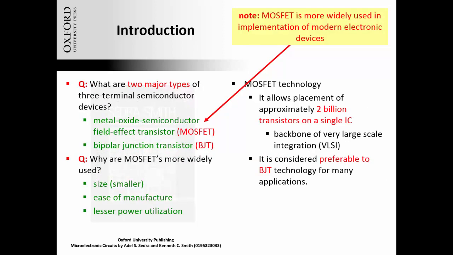Okay, what are the 2 major types of 3-terminal semiconductor devices? The first is the MOSFET, the metal oxide semiconductor field effect transistor, and the second is the bipolar junction transistor, or BJT. There are derivative devices that are also well known and well used within certain applications.